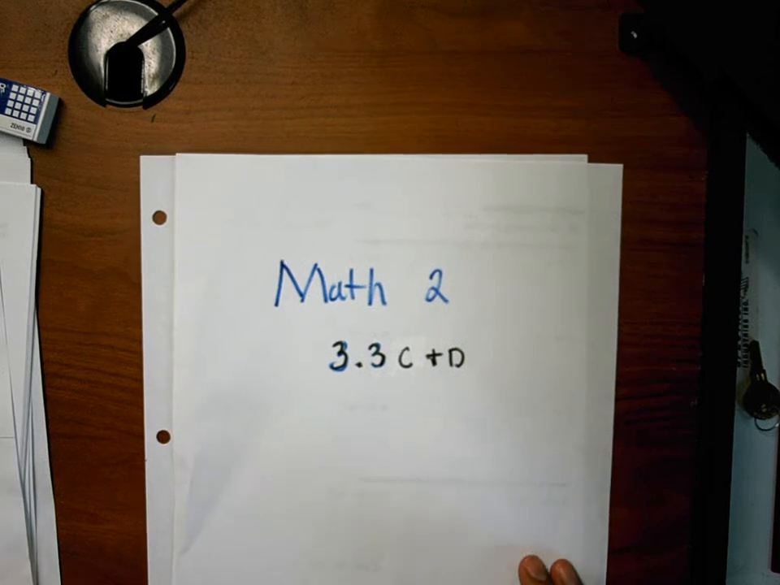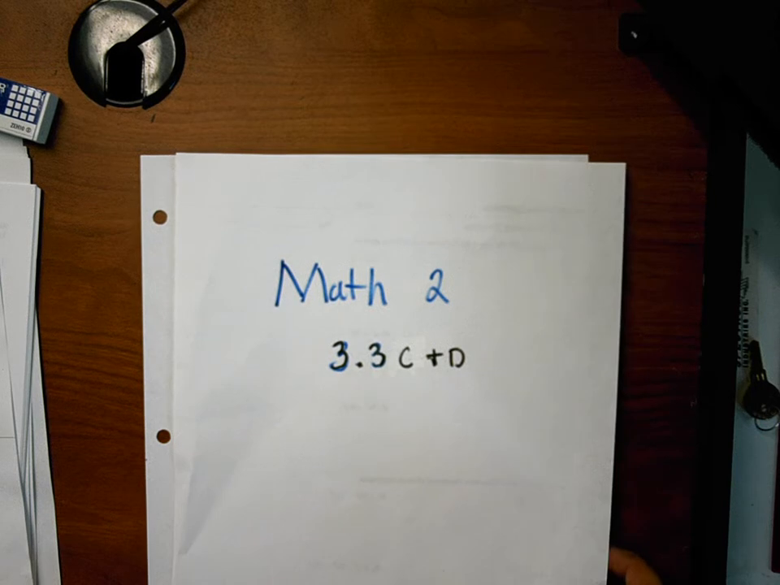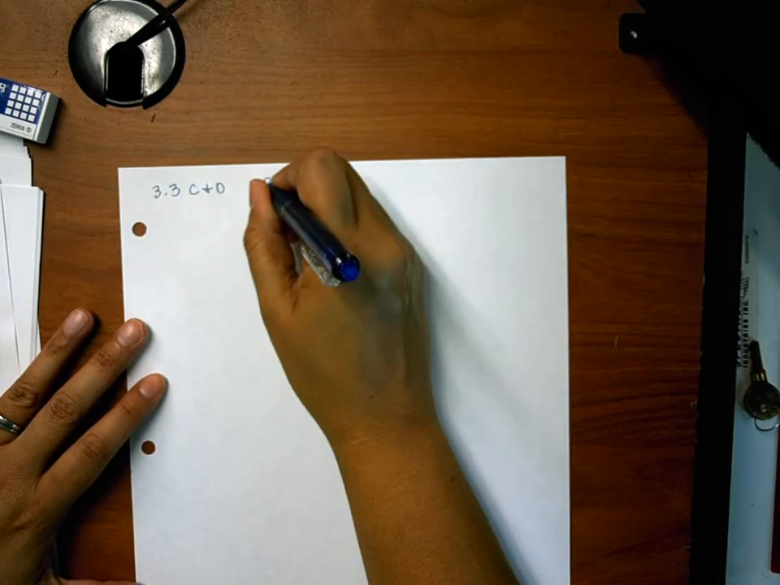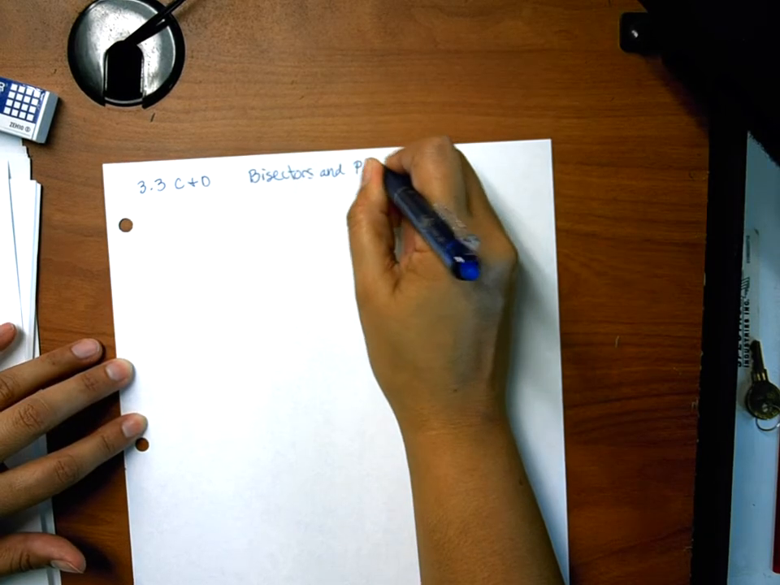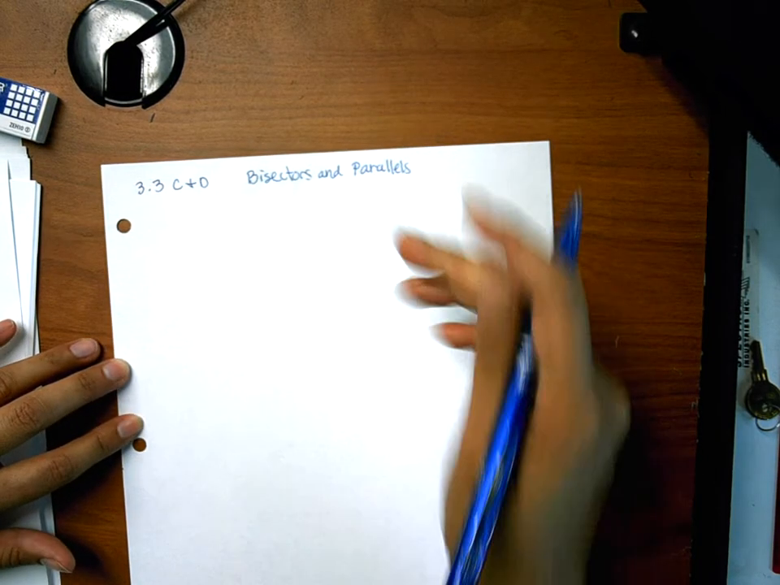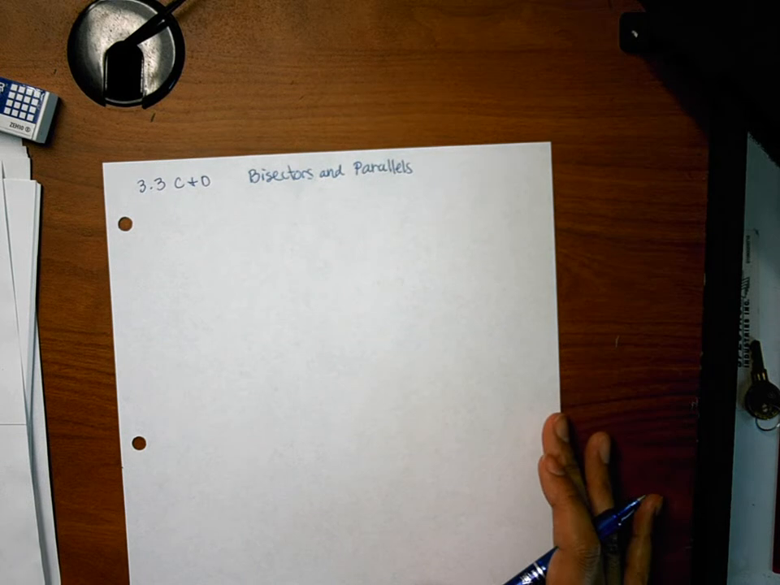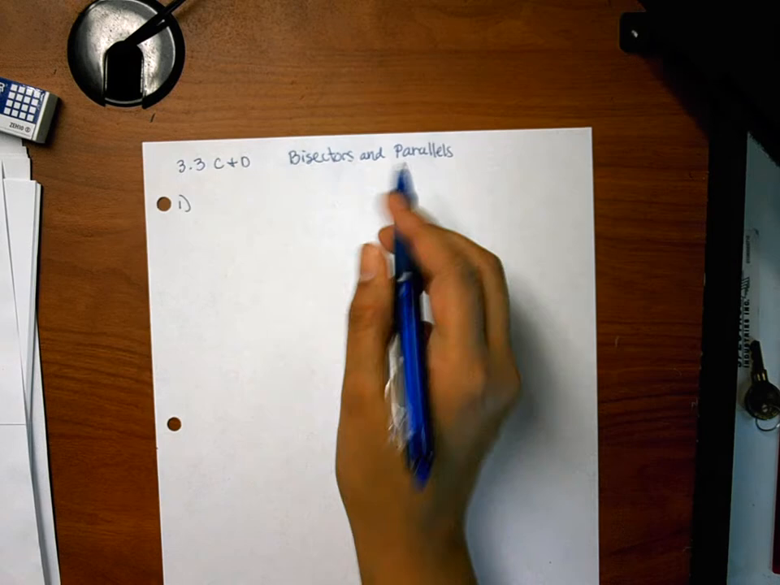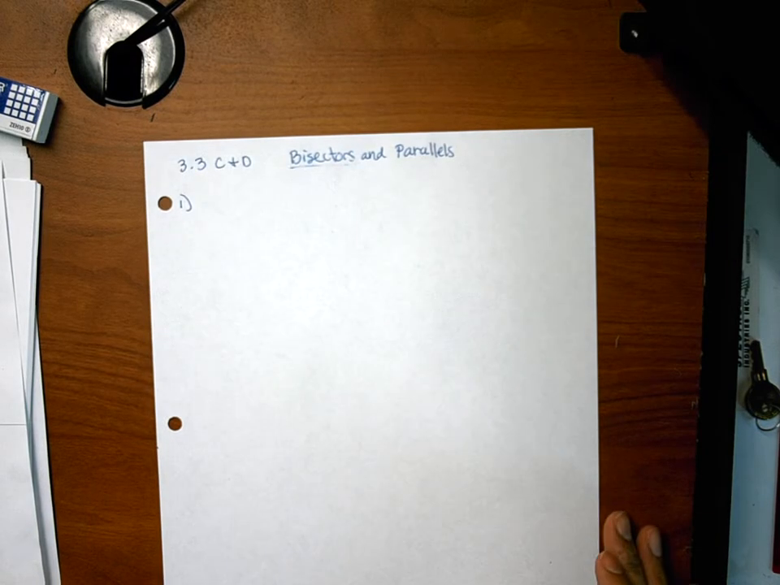This is Math 2 3.3C and D, combining two sets of notes today in this one lesson. So we're going to put this 3.3C and D together in class. Okay, bisect. And the part E that we're doing in class will be perpendiculars.